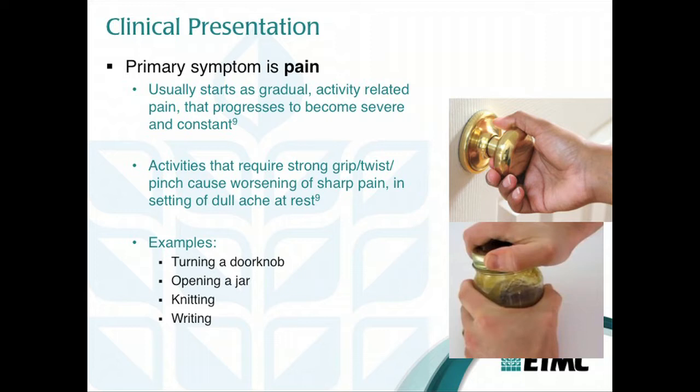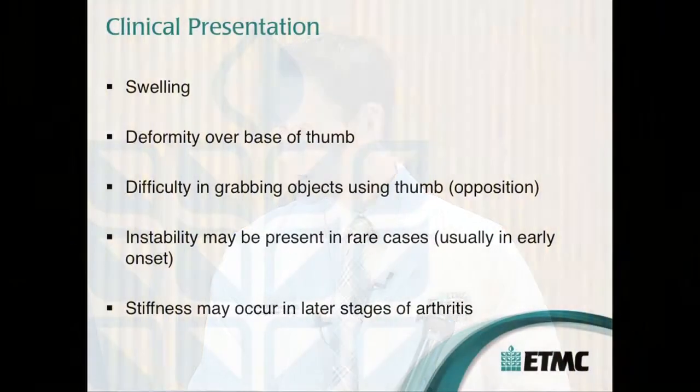For example, turning a doorknob. We don't think much of it, but there's actually a lot of force going from the thumb towards the index finger during that process. The other classic example is opening a jar. That actually puts a lot of pinch force along the thumb. But even less strenuous activities such as knitting or writing can also cause a similar type of pain.